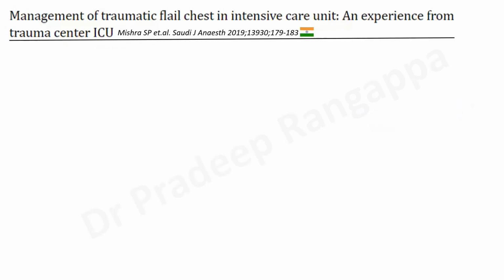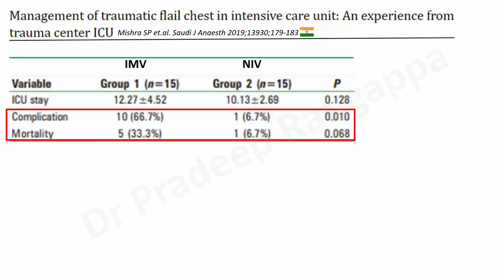Then there is another Indian study which was published in the Saudi Journal of Anesthesia in 2019. Here again, it's a small study, 15 patients with flail chest who were intubated and mechanically ventilated, compared to 15 patients who had NIV. The complications were much higher, 66.7% in patients who were intubated versus 6.7% in those on NIV. And mortality also was significantly higher in patients who were intubated as compared to NIV.